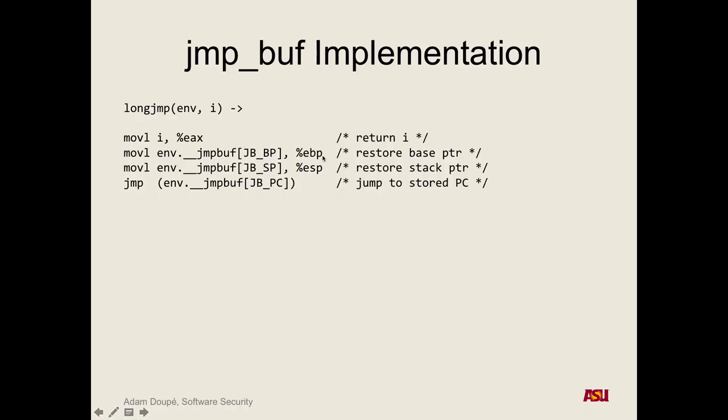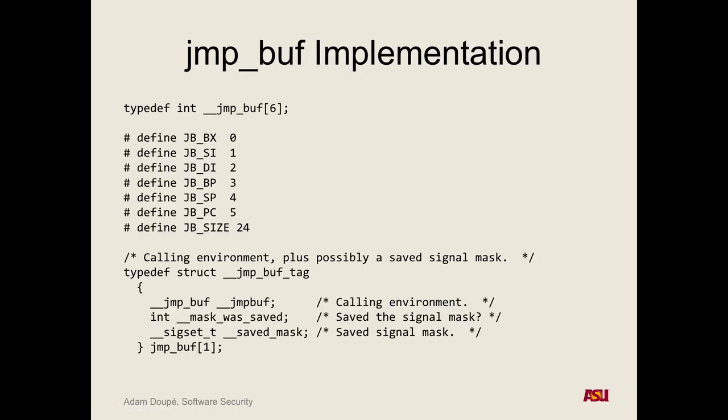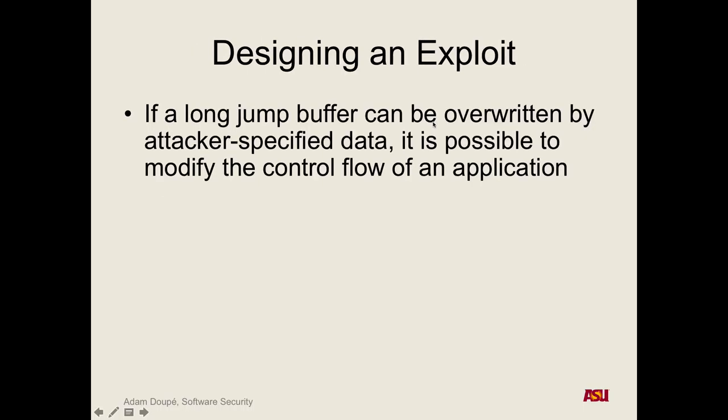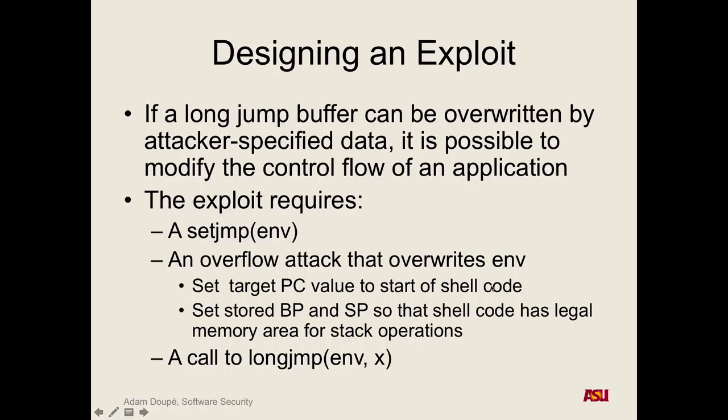Then it's restoring the base pointer, right? It's accessing this jump buffer and loading the base pointer offset inside there into EBX. So it's restoring the base pointer, it's restoring the stack pointer, and then it's jumping to wherever the program counter is. So fundamentally, here we have a structure on the stack that is storing the base pointer, the instruction pointer of where we want to go execute, and the stack pointer. If we're able to use a buffer overflow to overflow that environment, you can think of it as an extra saved EIP on the stack where that jump buffer is. If we overflow that and then trigger a longjmp, we'll jump to whatever code we want.